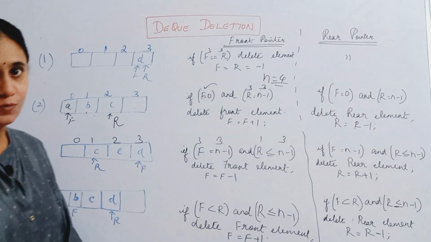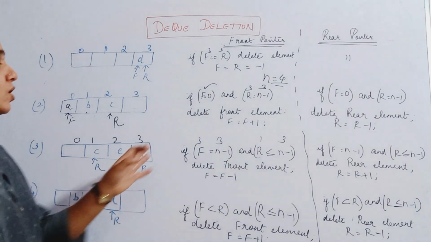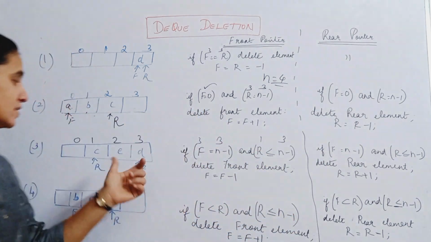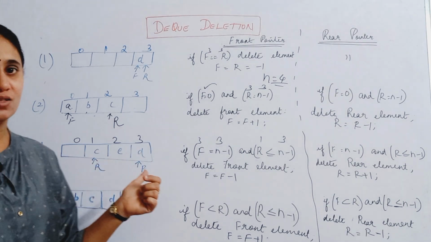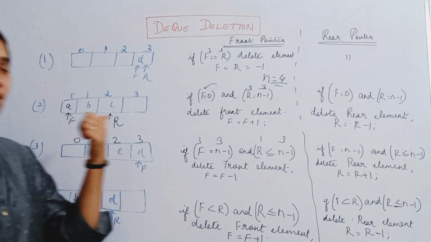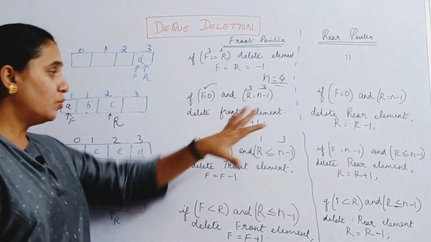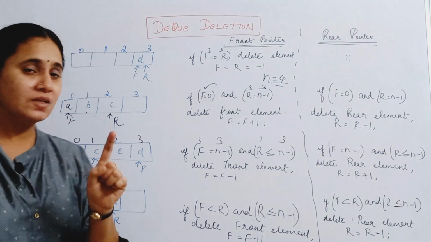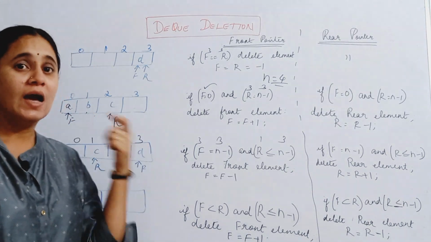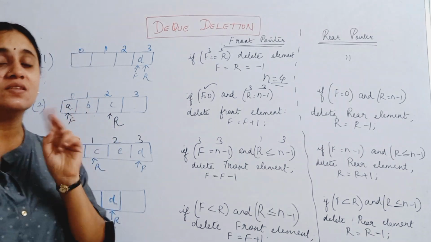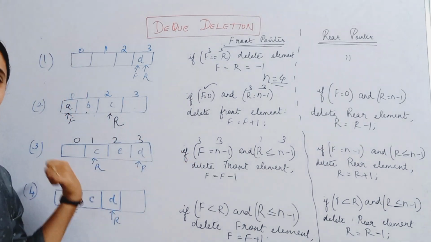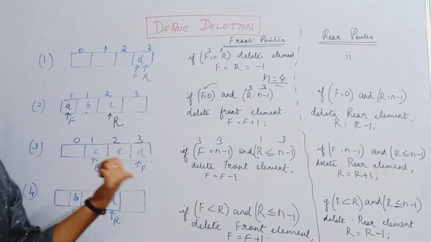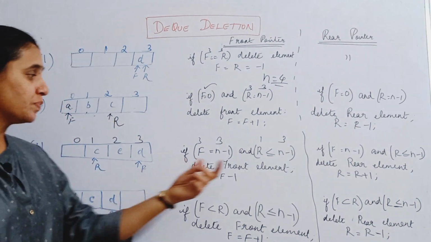So this is the condition. Meaning, friends, clearly understand: f is pointing to the last index value and rear is present somewhere in between the data structure, not at the last or at the front. If this case happens, please make a point: f is present in the last index value and the r pointer, that is the rear pointer, is present in between the data structure, not at the last or at the front. If this is given, how am I going to delete?